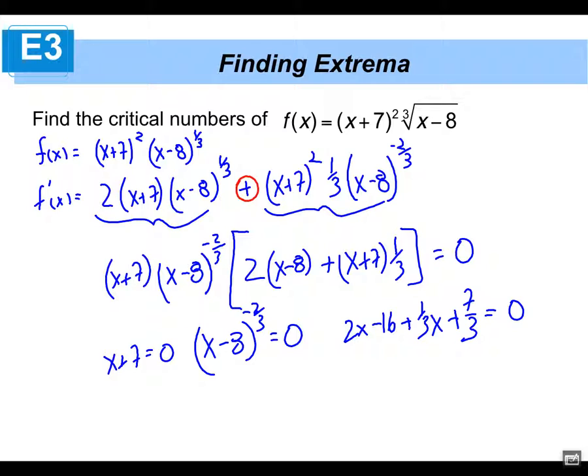The last one's the bad one. What about the first one? X equals negative 7. Second one, 8. Third one, you could multiply everything by 3 if you don't like denominators. Did you distribute the 2 and distribute the 1/3? I did. That's how I got this. Okay. So depending on whether or not you like fractions, I don't. So I would multiply this whole monster by 3 and get 6x minus 48 plus x plus 7 equals 0, because 0 times 3 is 0, and then solve that.